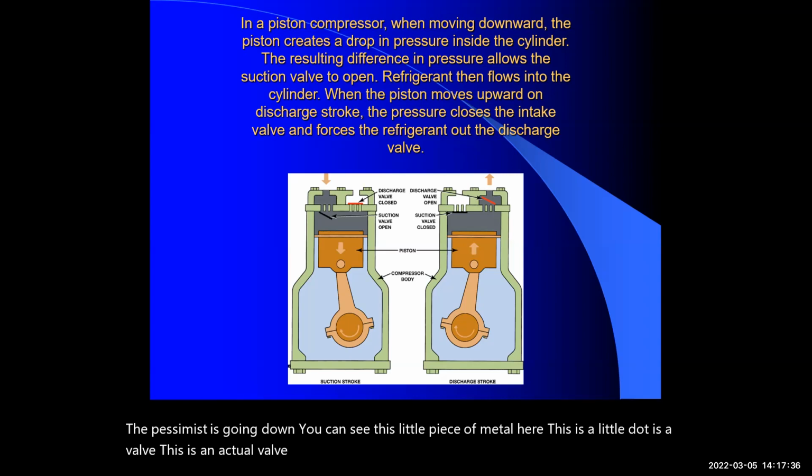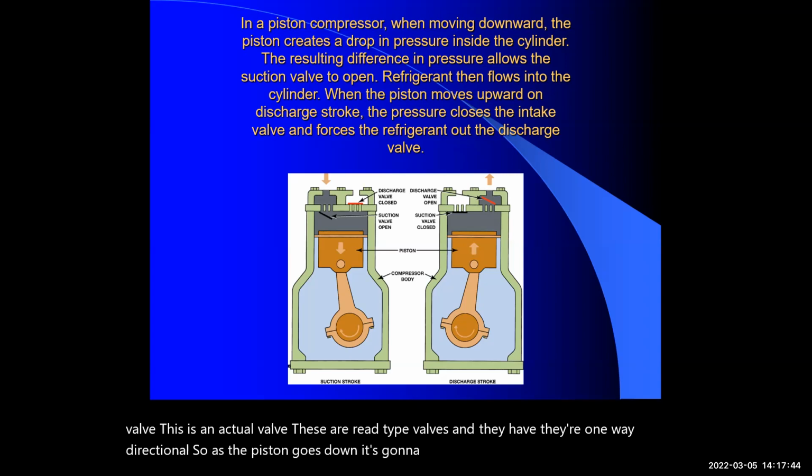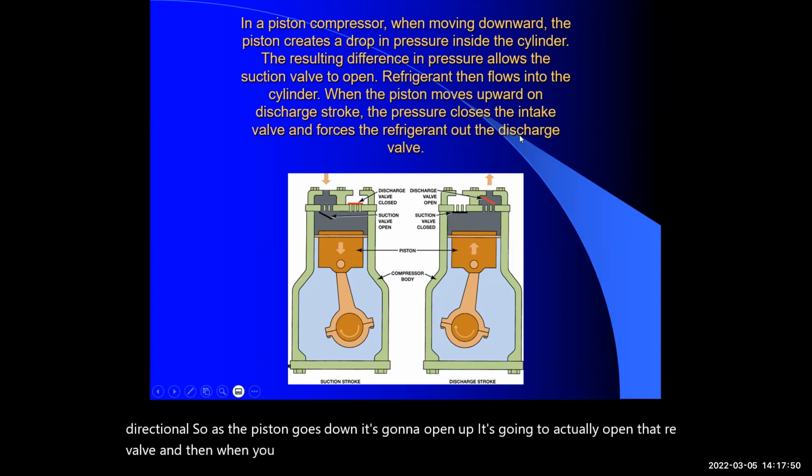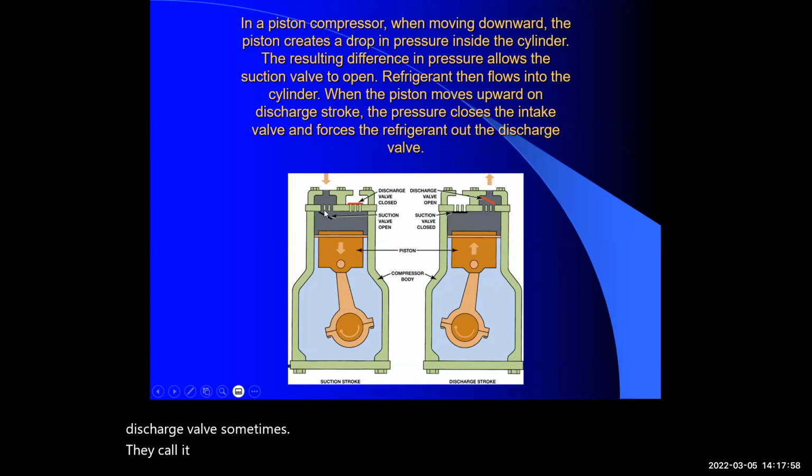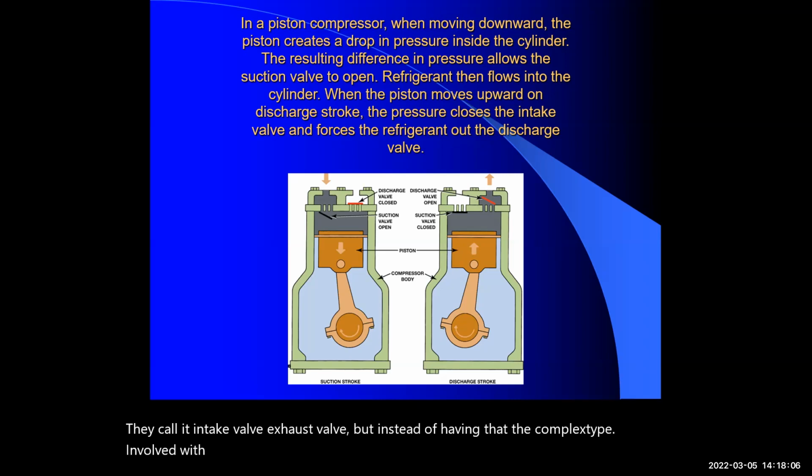These are reed type valves, and they're one-way directional. So as the piston goes down, it's going to actually open that reed valve. And then when you go back up, you can see that there's a reed valve over here, or a discharge valve. Sometimes they call it intake valve, exhaust valve. But instead of having the complex type valve with the spring and the seats and all this, now it's a little bit less complicated. Now, this is very, very common on the old compressors.